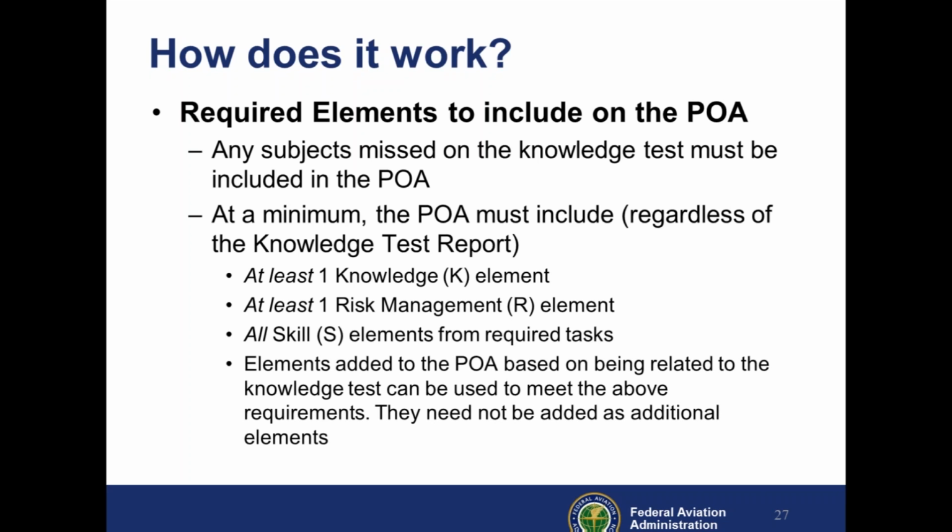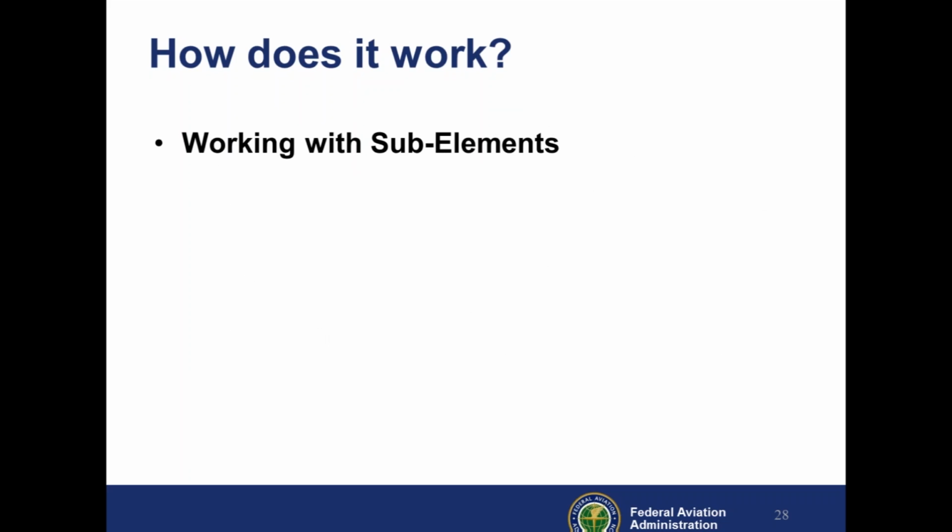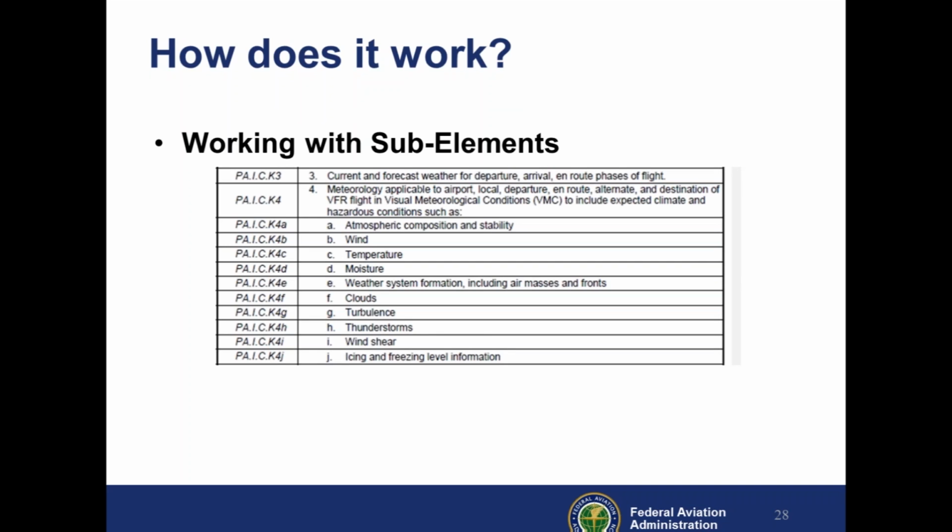In just a second, we're going to work through a little scenario. I think you'll see how this works together and makes more sense to bring it home. I do first have to mention something called sub-elements, because I don't want it to throw you or give you any trouble. On screen, you can see an example of sub-elements. Sub-elements are those that end in letters. Like we have Kilo 4, which is meteorology, and then Kilo 4A, B, and C, which are much more clearly refined sections or topics under meteorology.